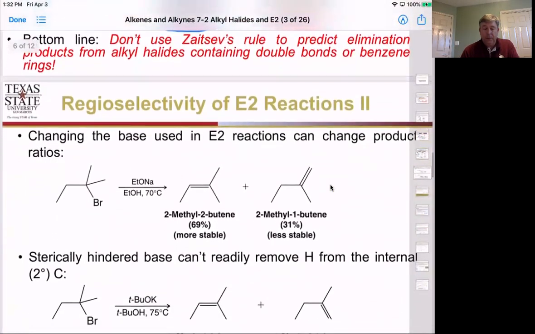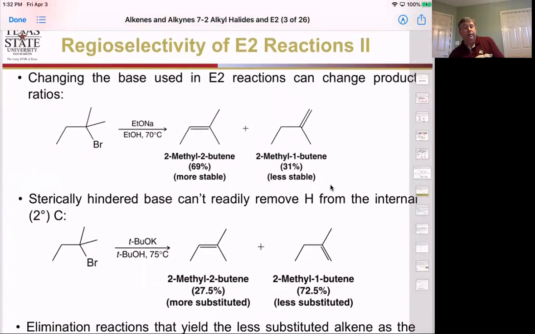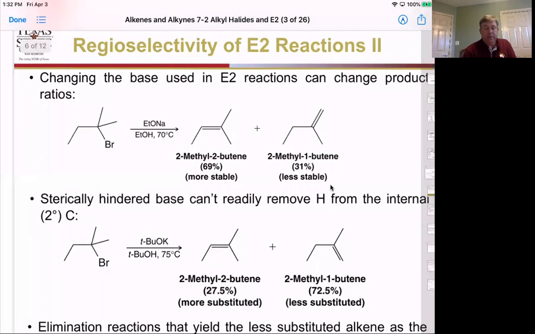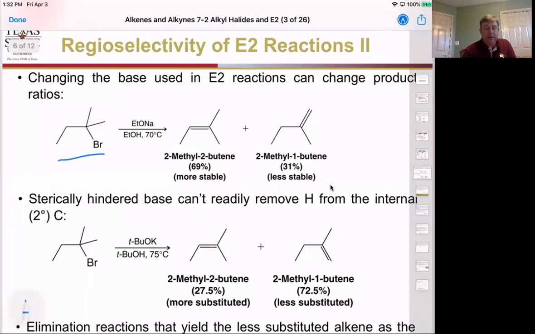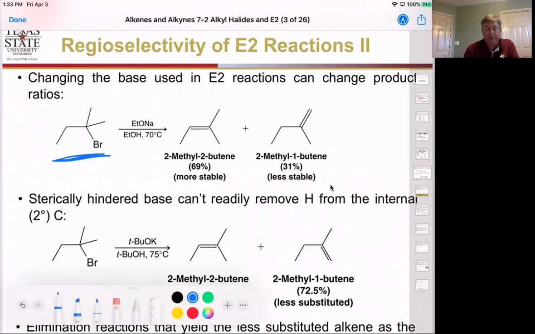Okay, so let's look at regioselectivity on E2 reactions again. If we have a substrate like this, we have a nice classical substrate that is a tertiary alkyl halide. And let's look at our conditions here. We're using a polar protic solvent with a strong base, and we're doing it at high heat, at about the boiling point of ethanol. Remember, heat encourages elimination reactions, okay? So we have a base and we're heating it to encourage elimination reactions and discourage the substitution reaction, okay?